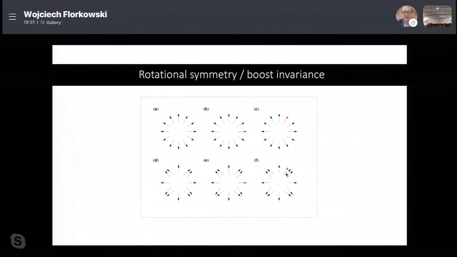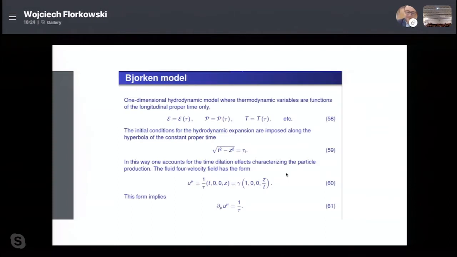So you can actually solve the general problem of the flow which is boost invariant, and this form is given here. This is equation number 60. So u^mu is 1 over tau, then the time coordinate t and the longitudinal coordinate z. It gives a flow which has this property that if we make the boost to the new place, it agrees with the old flow in the old place.